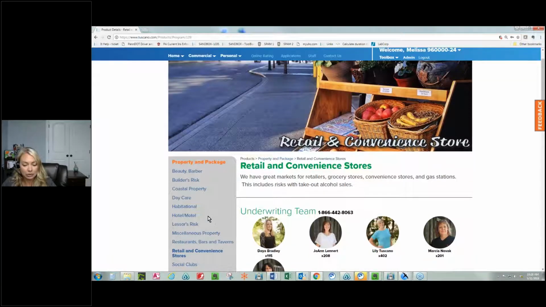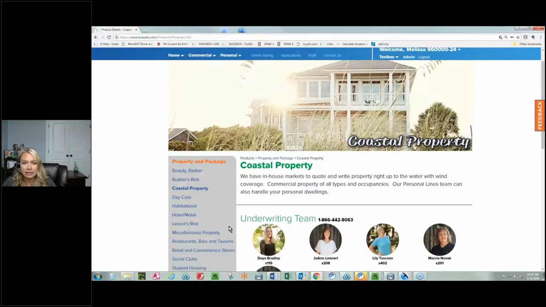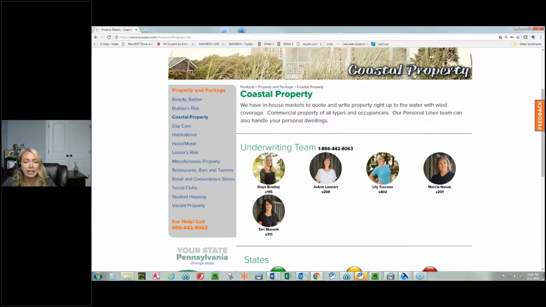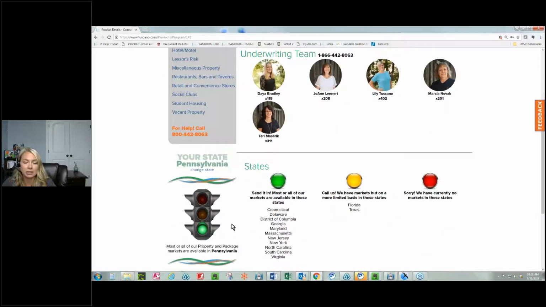We've got markets for coastal. New York, New Jersey, we can write right up to the water. Florida's a little tougher to get the wind, but in any other state, we definitely can do your coastal. In Florida, still please give us a call. There may be something we can do with wind there too. It's just a little bit more difficult for some of our markets.